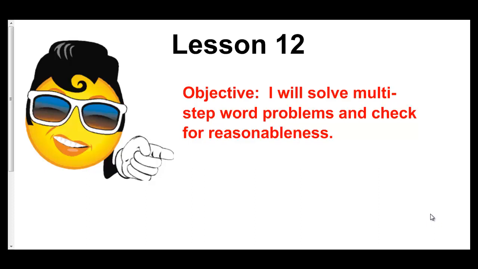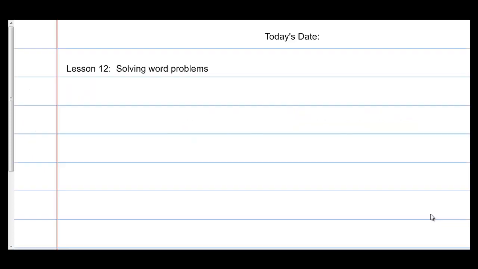This is Lesson 12. I will solve multi-step word problems and check for reasonableness. So we're going to be solving some word problems today, and we're going to be using estimation to see if our answers are reasonable. To get started today, turn to the next blank page in your math journal, please. In the top right-hand corner, write today's date, and then write Lesson 12, Solving Word Problems.